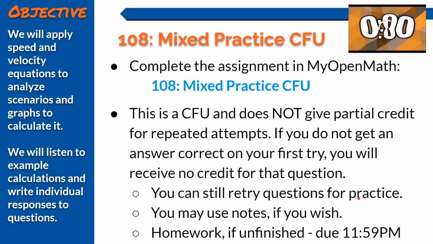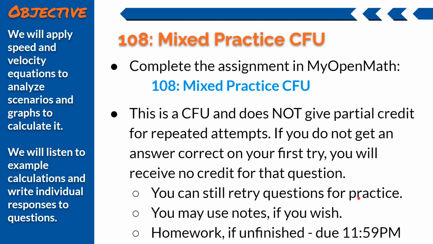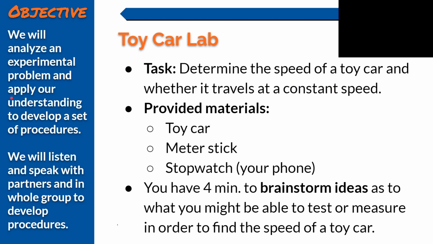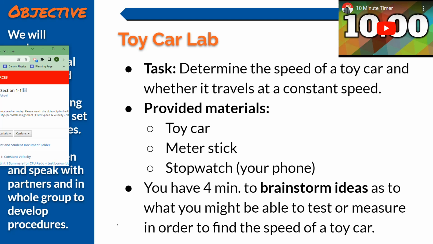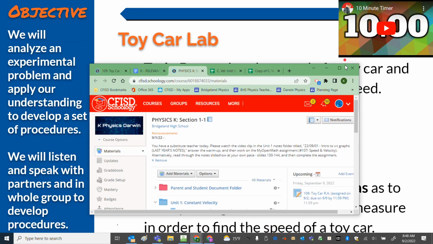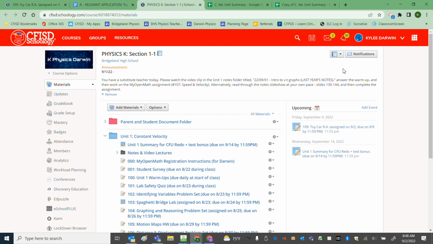But I have a couple of other things we need to discuss. One of them is the RA that we're about to start, but I do want to show you one other thing first. So I've mentioned this a couple times now. I'm going to show you Schoology real quick. In Schoology, I have now added the unit summary. So when you log in, it's the first thing that you see in the constant velocity folder.